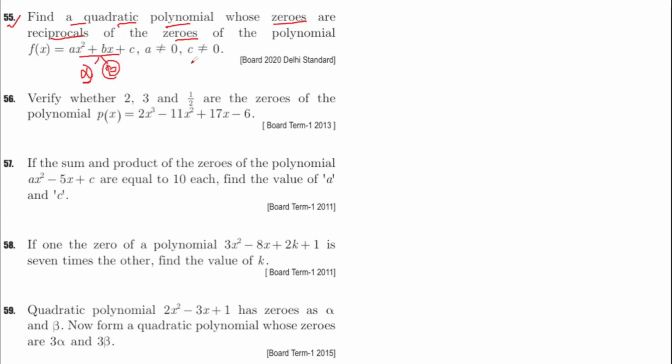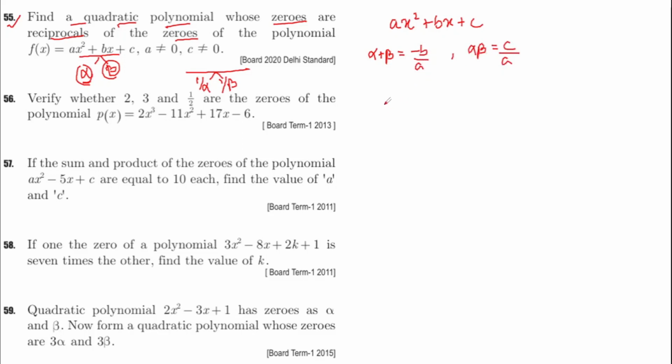Now, according to the question, we need to form another quadratic polynomial whose zeros will be the reciprocals of these two terms. That means the zeros of the new polynomial will be 1 by alpha and 1 by beta. Okay, so let's check how we can solve the question. The polynomial is ax square plus bx plus c. From this, alpha plus beta will be equal to minus b by a, and alpha into beta will be equal to c by a. This is a very basic thing.